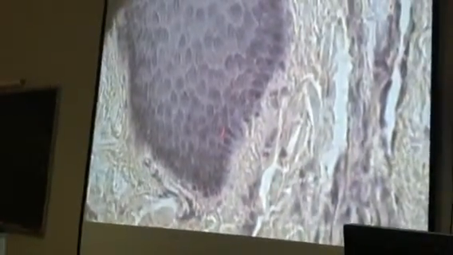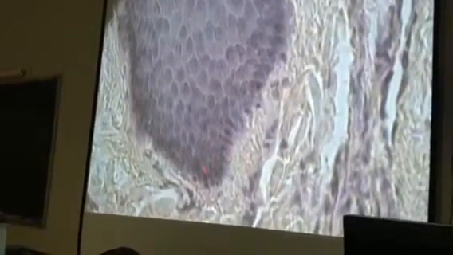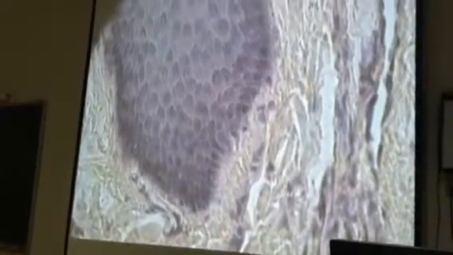Okay, so this is down here where you're having the cells divide, differentiate, and push up. They're pushing up this way. So here, starting to get a little more of that squamous shape as it gets closer to the surface up in here.